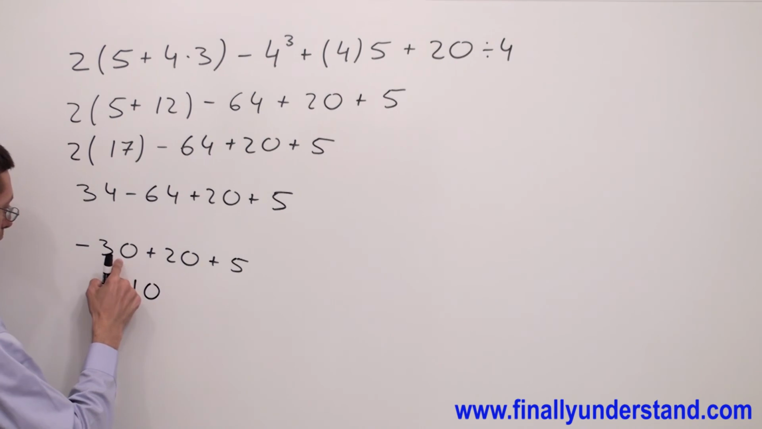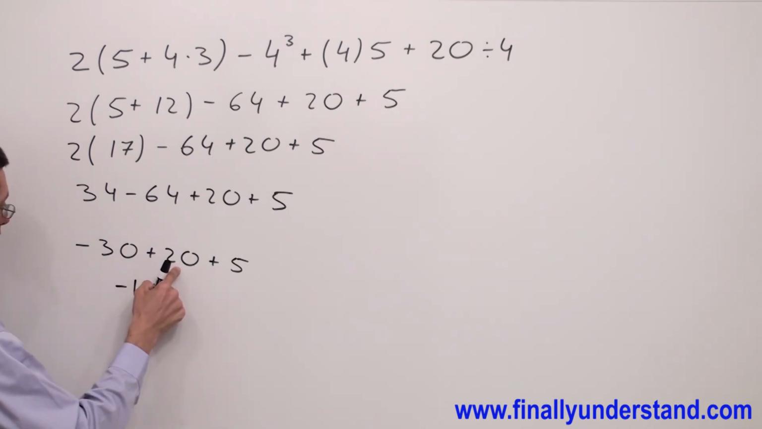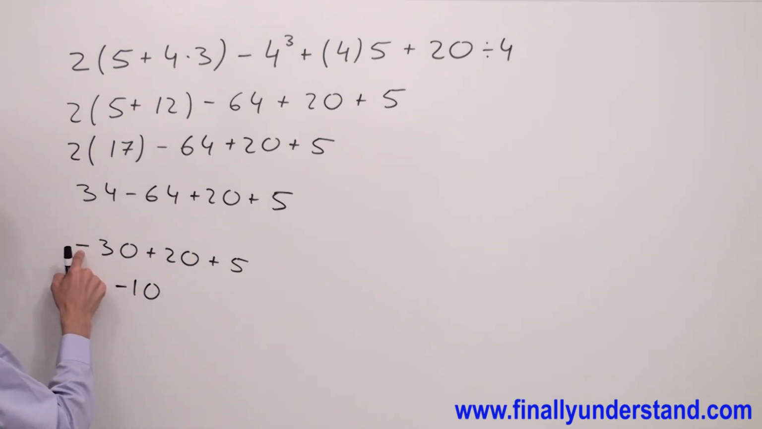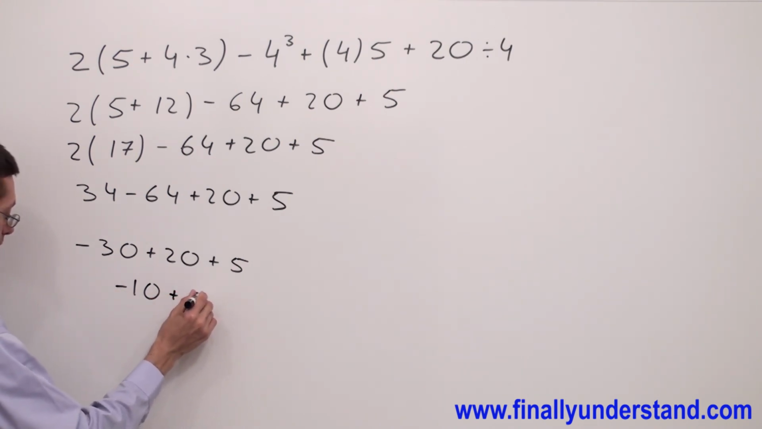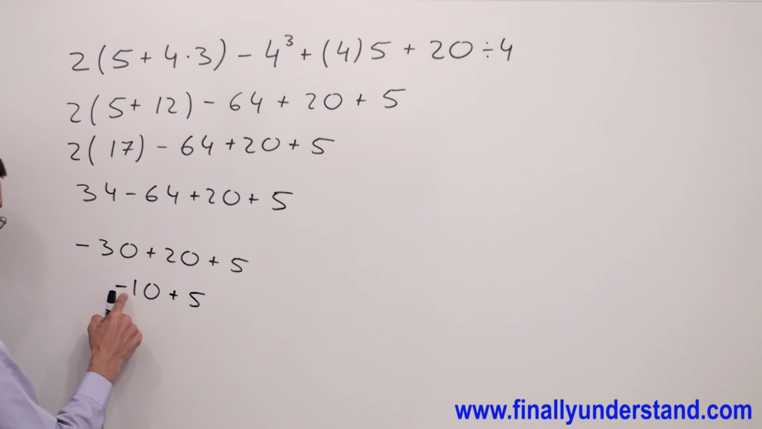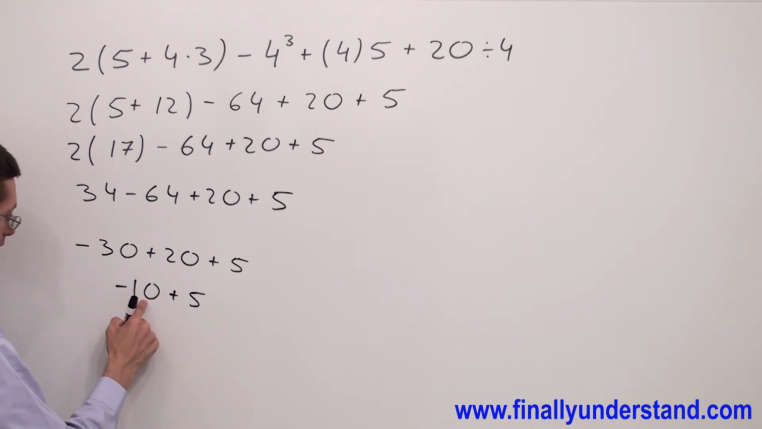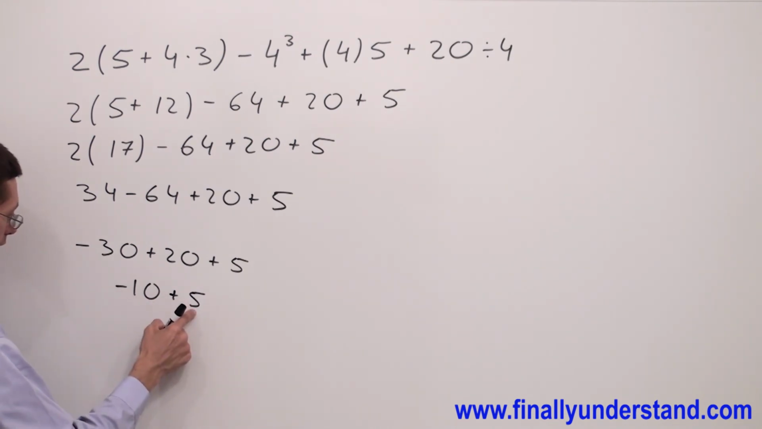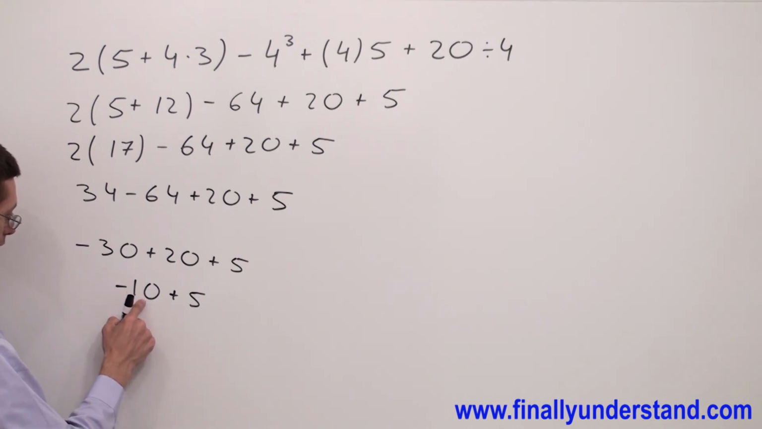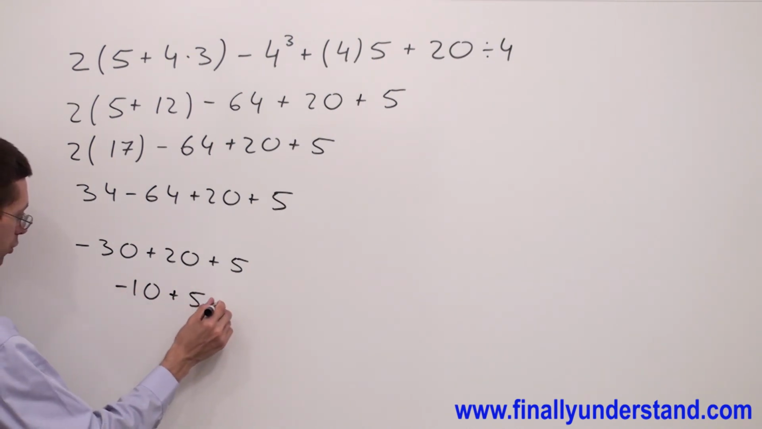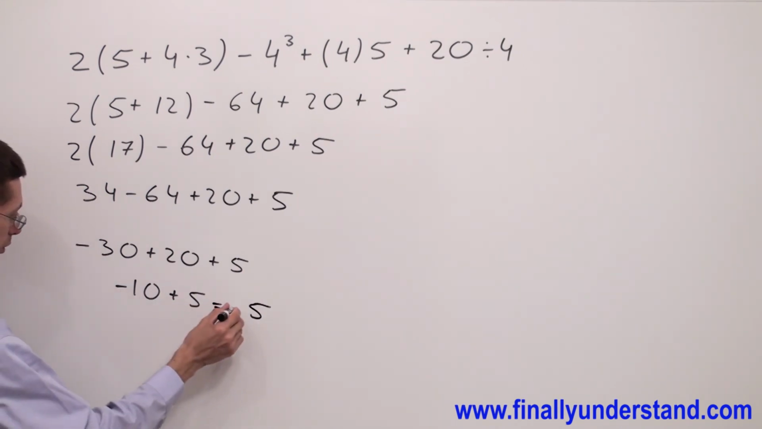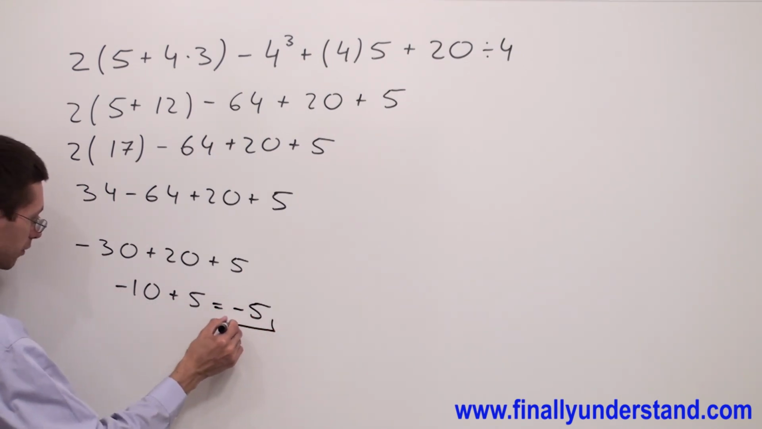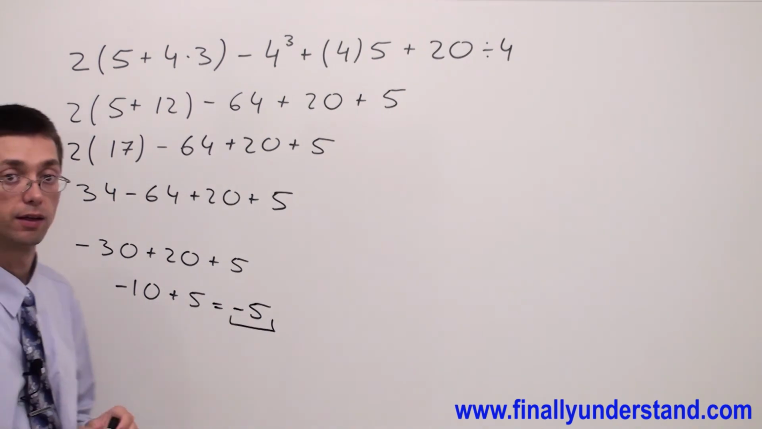Remember, from the bigger number, we're supposed to subtract the smaller number and keep the sign of the larger number. That's why I got negative 10 plus 5. Negative 10 plus 5. From the bigger number, subtract the smaller number and keep the sign of the larger number. 10 minus 5 is equal 5, and I'm supposed to keep the sign which is next to the larger number, negative 5. Negative 5 is the solution to my problem.